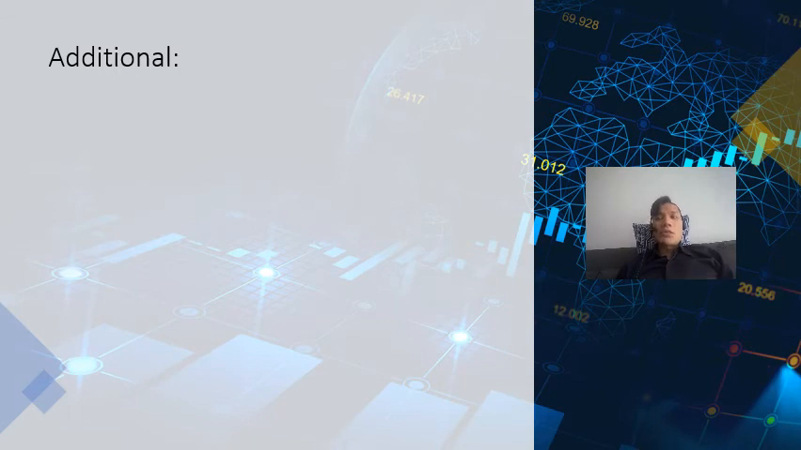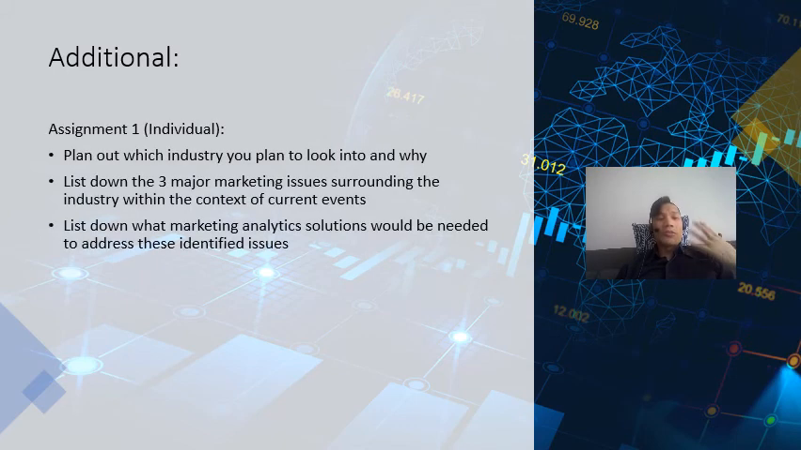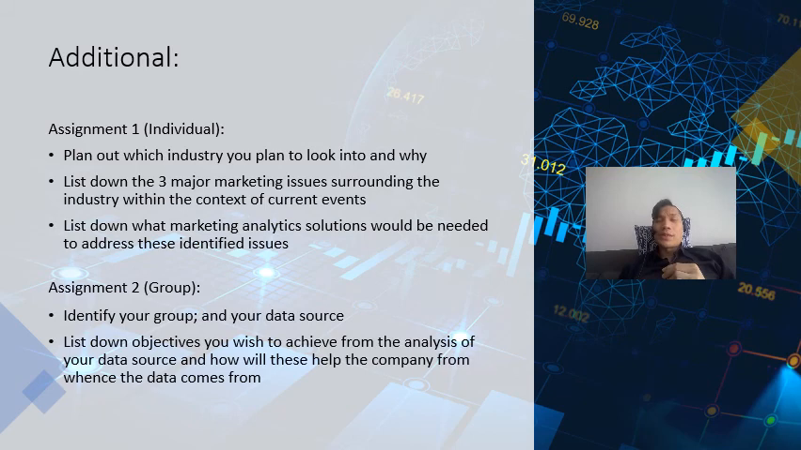As an additional task, because the assignment is already ready, I want you to think about your first individual assignment: plan out which industry you plan to look into and why. List down the 3 major marketing issues surrounding the industry within the context of what's happening today in terms of current events. List down also the marketing analytics solutions that you possibly can use to address each of these marketing issues. Then for your assignment 2, identify your group and start looking for your data sources.